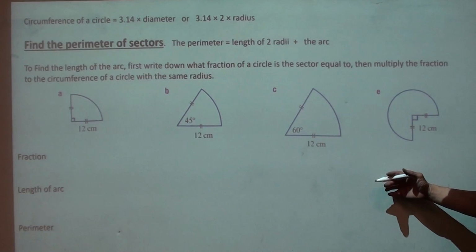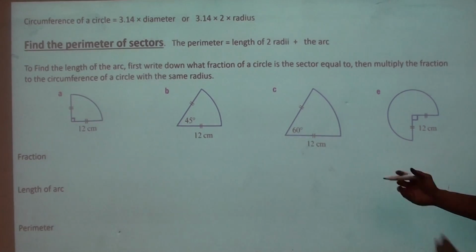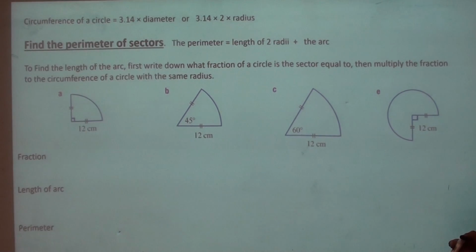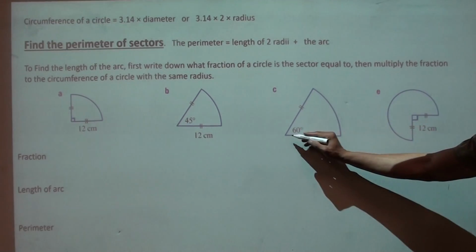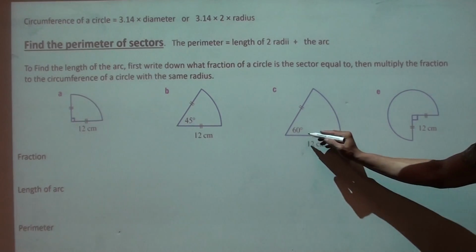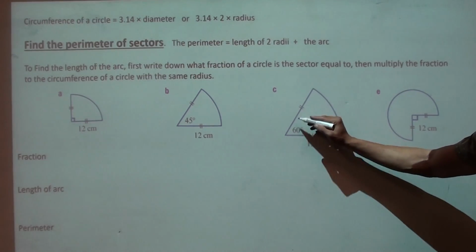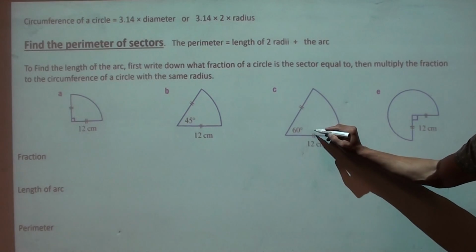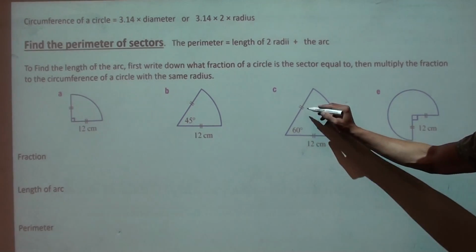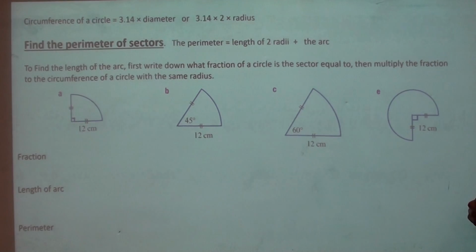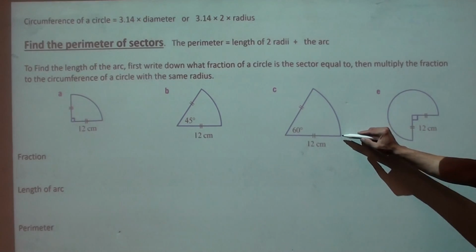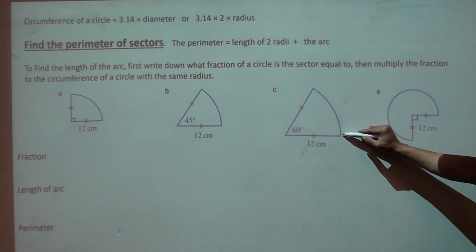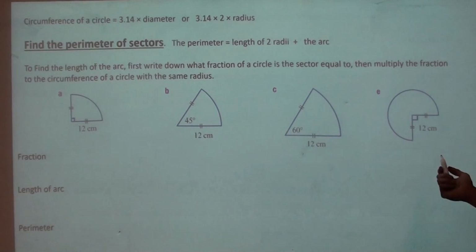So here we go, more examples of calculations with the perimeter of sectors. Just bear in mind that the perimeter of the sector involves the arc as well as two rays coming from the center of the circle. Of course, the rays are your radius or your radii.